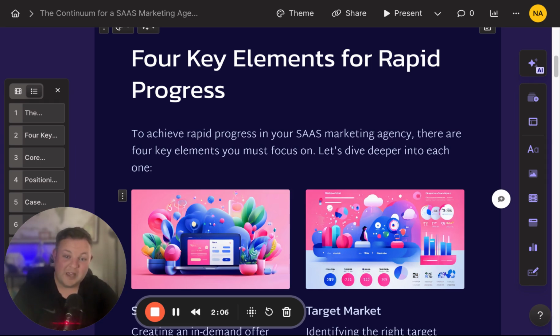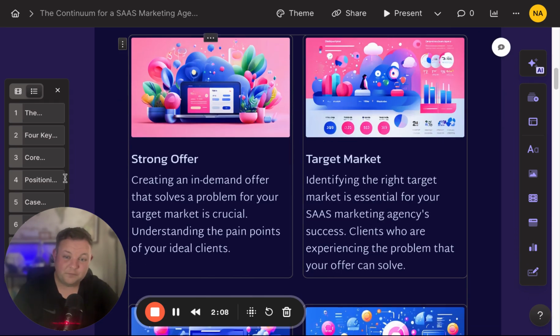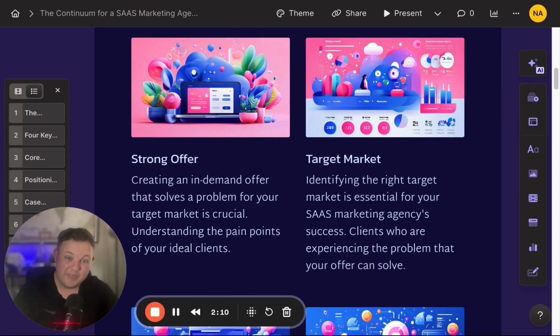Now, the 4 key elements that we have to focus on here. First of all, you've got to have a strong offer that's actually in demand right now, not previously, but actually in demand right now. And most importantly, it solves a problem. It has to solve a problem, not just any problem. It has to solve a core problem that a business owner has. The second consideration we've got to have is the target market, so the niche selection that has the problem. So it's not just about picking a niche, it's actually picking a niche that has that particular problem that we can solve.